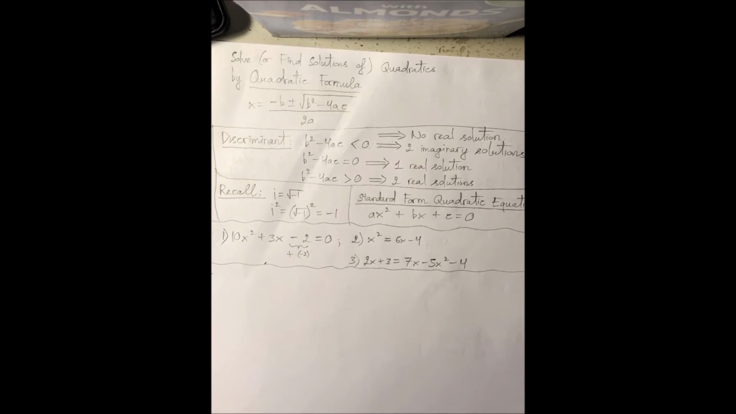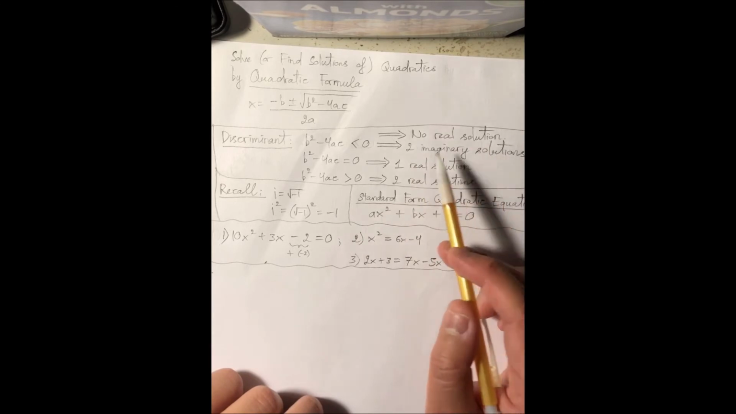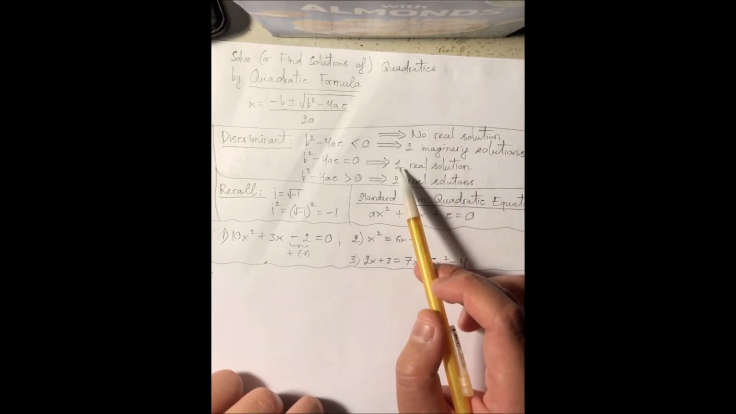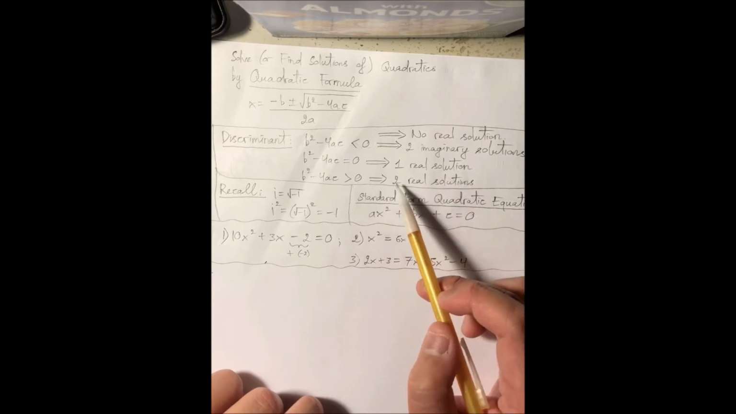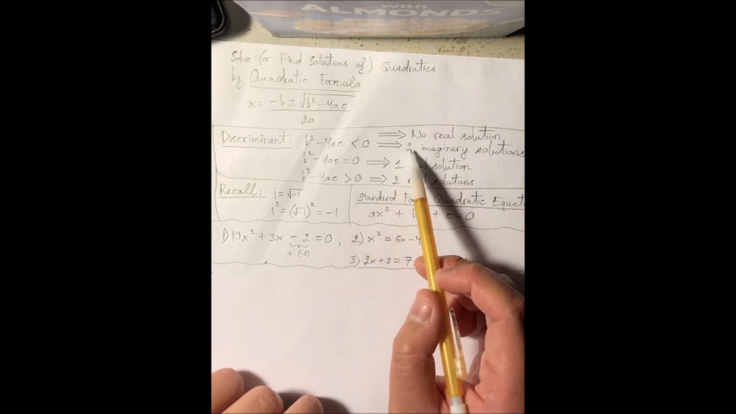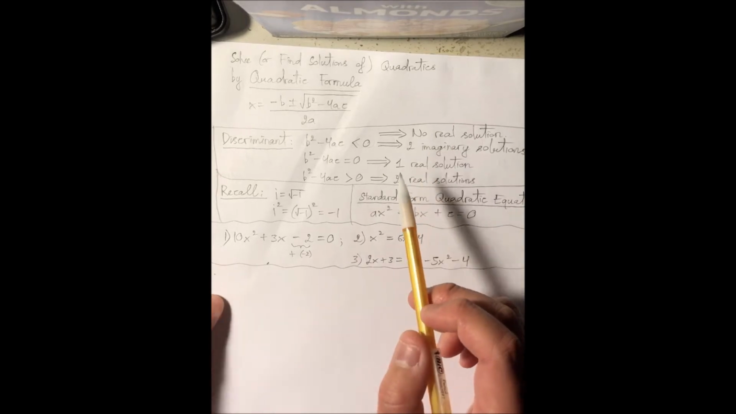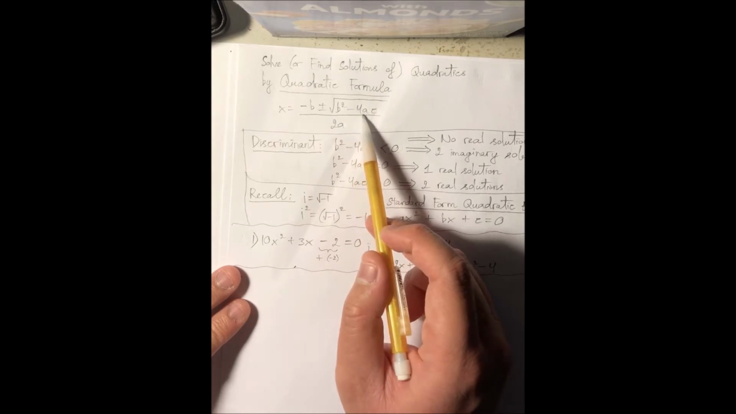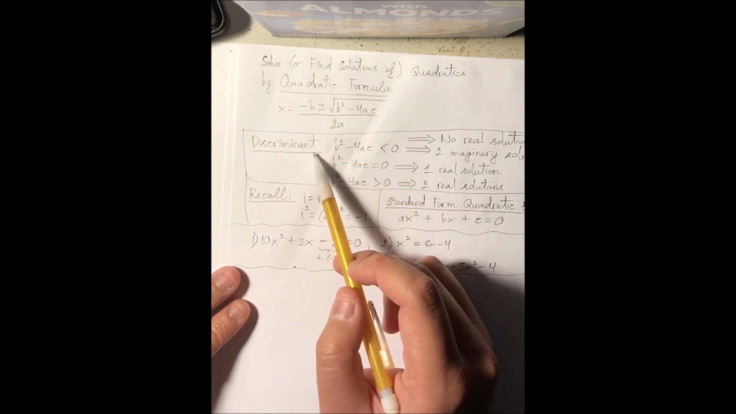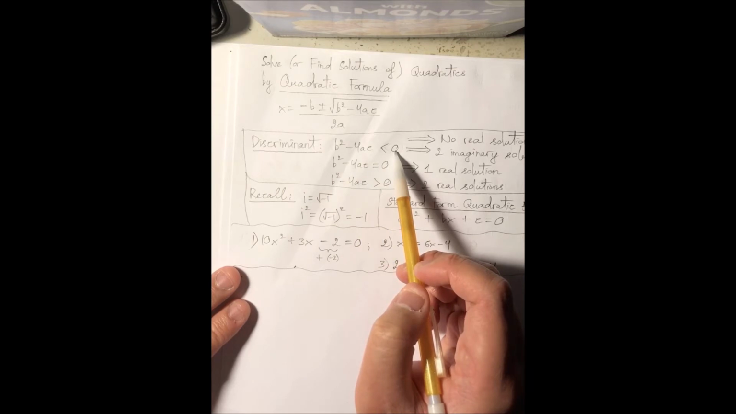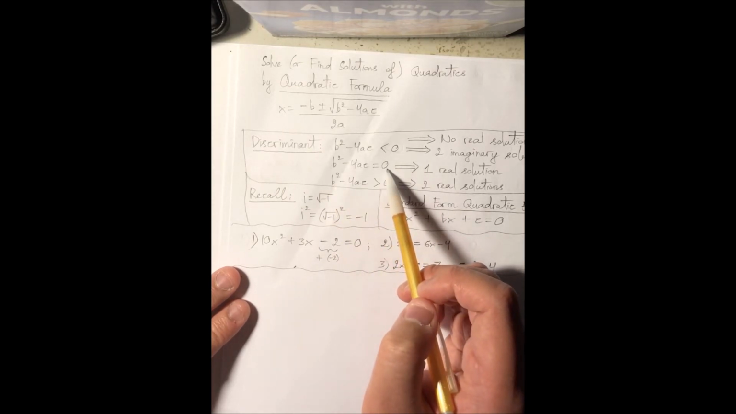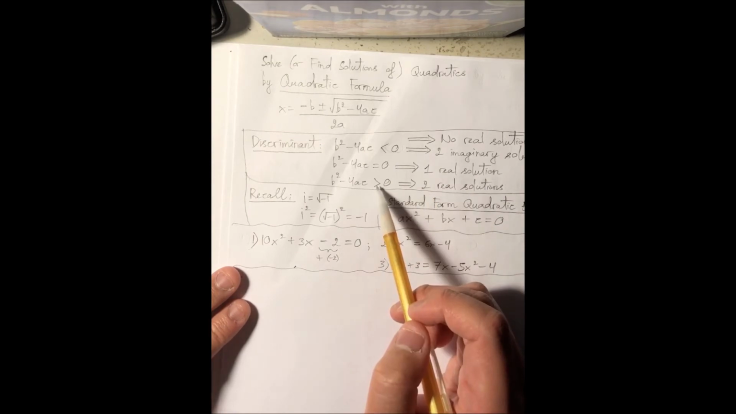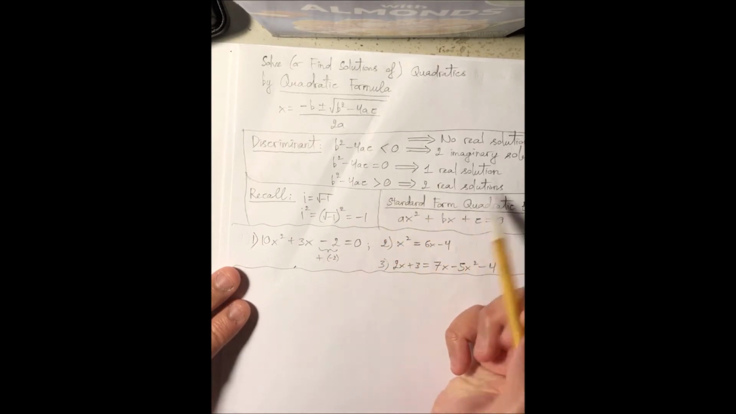Now, the discriminant is a shortcut for you to determine whether you're going to have no real solutions, aka two imaginary solutions, one real solution, or two real solutions. You're going to have two imaginary solutions if the radicand b squared minus 4ac, which is also known as the discriminant, is less than 0. If the discriminant is equal to 0, that's one real solution. And of course, if it's greater than 0, then you're going to have two real number solutions.